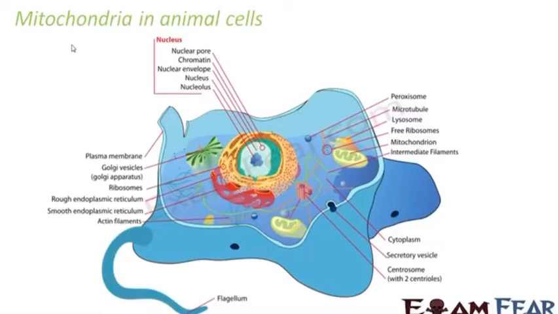Now, let us try to locate mitochondria in animal cells. Where do we see mitochondria in animal cells? So, here if you see, this is the mitochondria. So this is how the mitochondria looks like. Outer membrane, curved inner membrane, right? So this is the mitochondria.